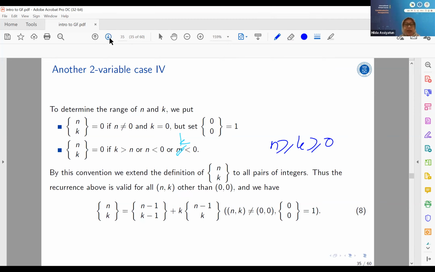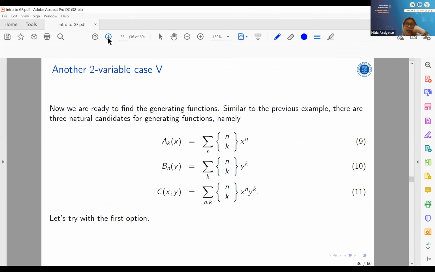We will multiply. We define first what type of generating function we will use. Similar to the previous example, there are three natural candidates for generating functions. The first one depends only on one variable, and the second one depends on two variables.